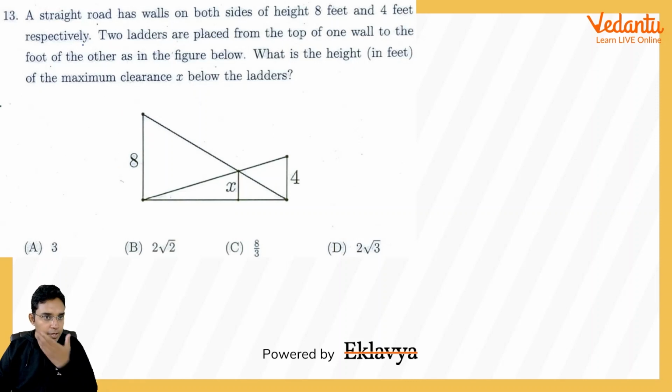Here we are given a straight road that has walls on both sides of height 8 feet and 4 feet respectively. The two ladders are placed from the top of one wall to the foot of the other wall as in the figure below. What is the height in feet of the maximum clearance X below the ladders?